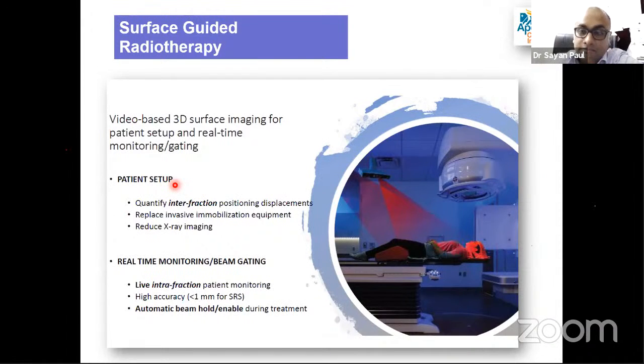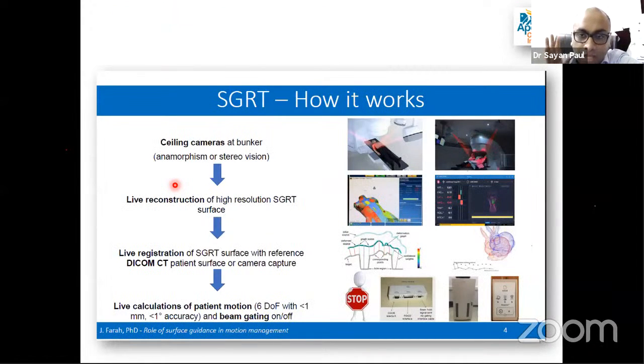So IGRT, according to them, is as precise as any other internal imaging system like ExacTrac and other systems. By just monitoring the surface of the patient with a simple camera, it can actually do image guided radiotherapy. So there is a ceiling camera, the live reconstruction of a high resolution IGRT surface. It reconstructs the patient surface and gives you a reconstructed image. So there is a live registration of the IGRT surface with the reference DICOM CT patient surface.